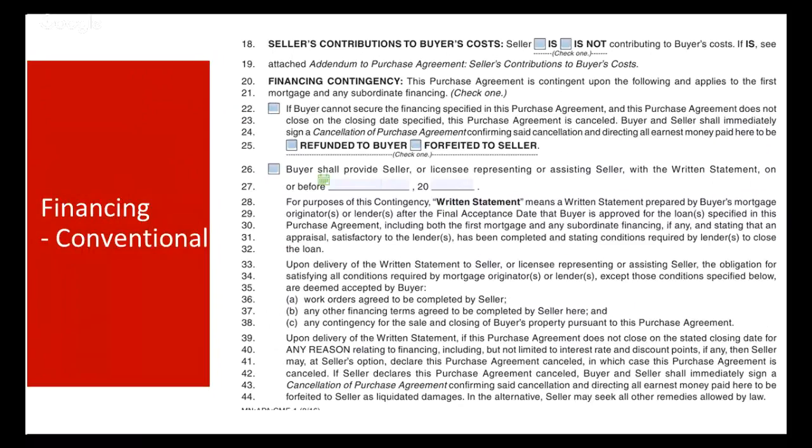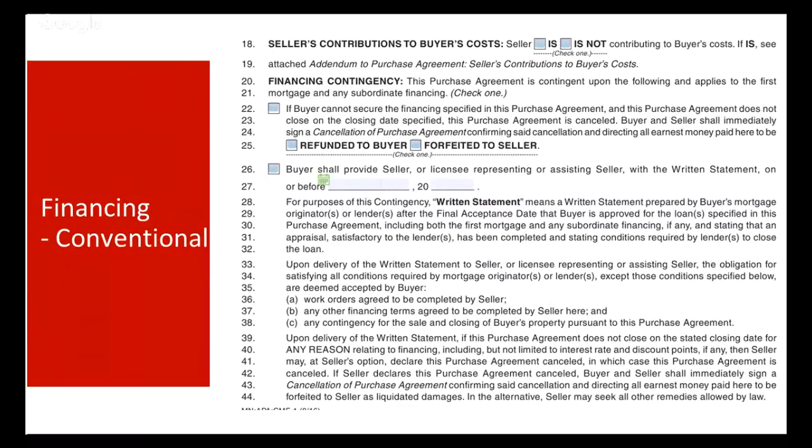Line 22. If buyer cannot secure the financing specified in this purchase agreement, and the purchase agreement does not close on the specified closing date, then this purchase agreement is canceled. Buyer and seller shall immediately sign a cancellation of purchase agreement, directing all earnest money paid to either be refunded to the buyer or forfeited to the seller. Now, if you represent the buyer, you're always going to want to check refunded to the buyer, right?